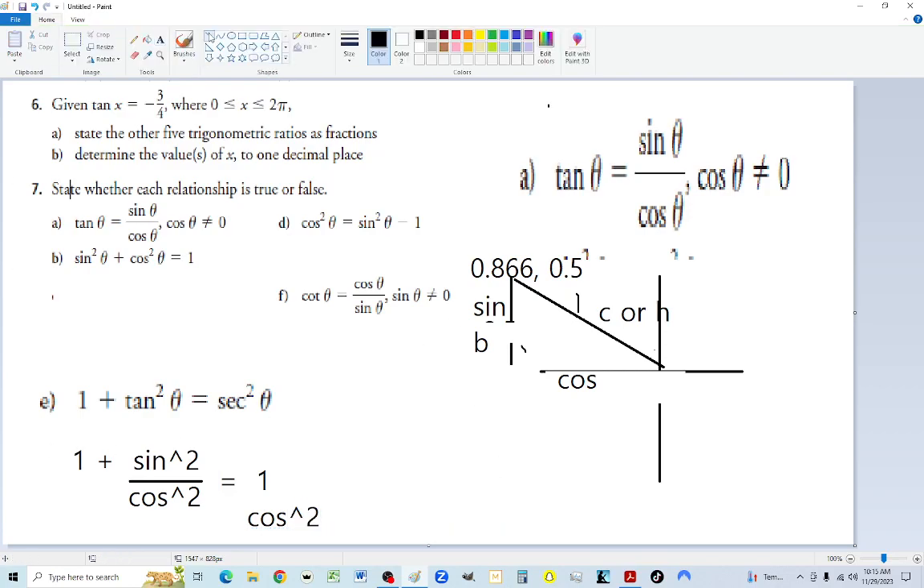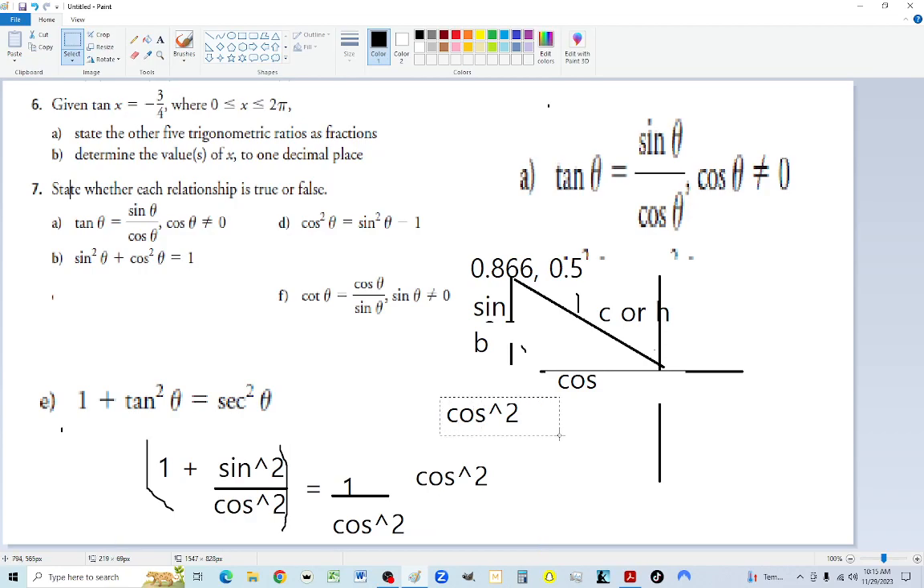So how do I get rid of this fraction on the left side? I'm going to multiply both sides by cos squared. Now remember that this left side is all in a bracket. So I have to multiply the whole bracket by cos squared. But what happens on the right side? Let me just move this over a bit. What happens on this right side when I multiply 1 over cos squared by cos squared?